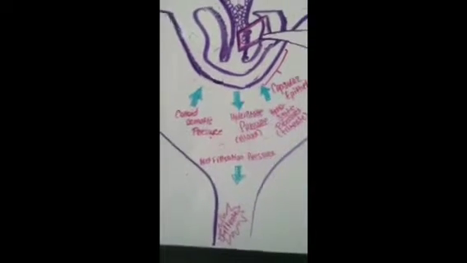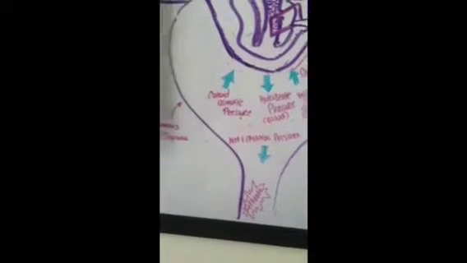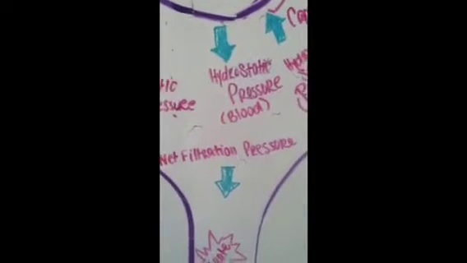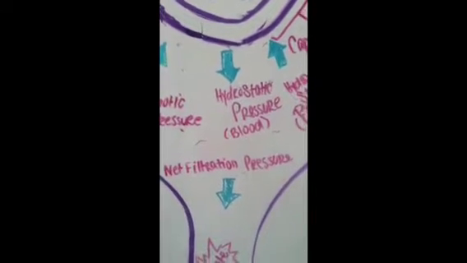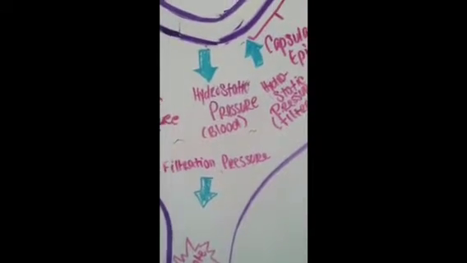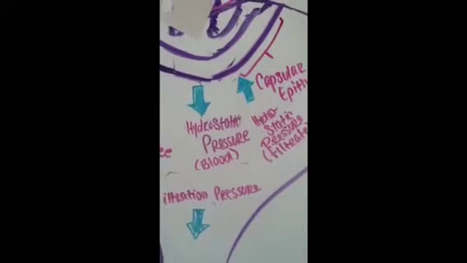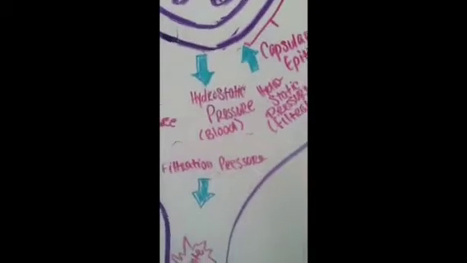Now we're going to look at the pressures inside the Bowman's capsule. The pressures occurring in the Bowman's capsule are the hydrostatic pressure, colloid osmotic pressure, and net filtration pressure. First we're going to start off with the hydrostatic pressure of blood, but actually the correct term is the glomerular hydrostatic pressure. The only reason I called it blood is just so that we can understand that it's the pressure coming out of the capillaries.